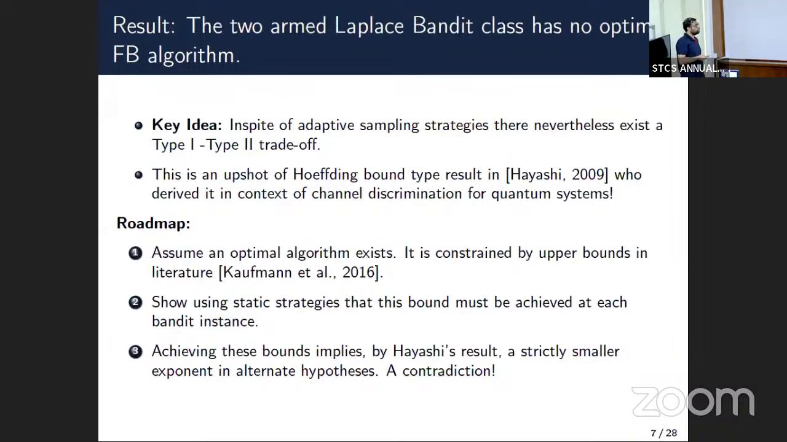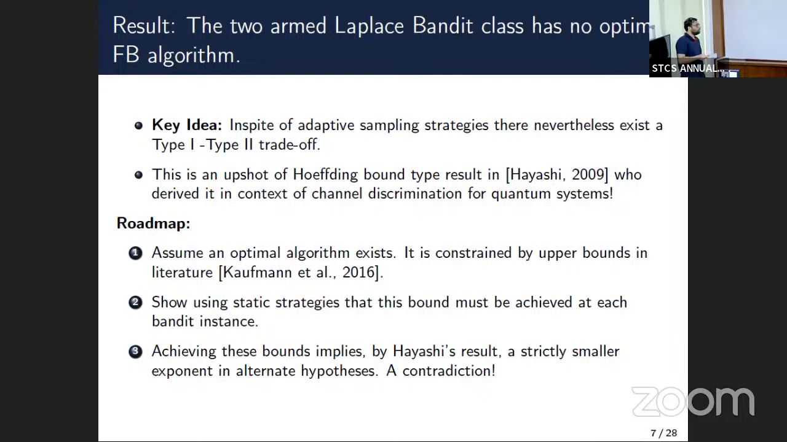So our first result is to show a general roadmap to show that there does not exist such an optimal algorithm for the fixed budget setting. The key idea, again, is a type 1, type 2 trade-off in this hypothesis testing problem, in spite of having adaptive sampling strategies. This is possible because of a Hoeffding bound type result presented in Hayashi. This is a reference which Ishan had mentioned in his previous talk.